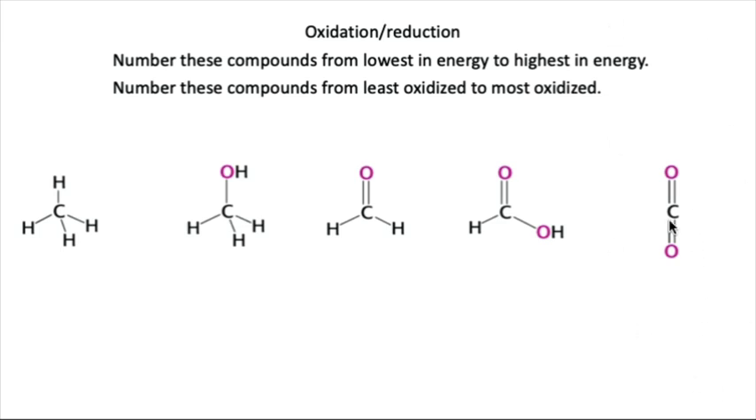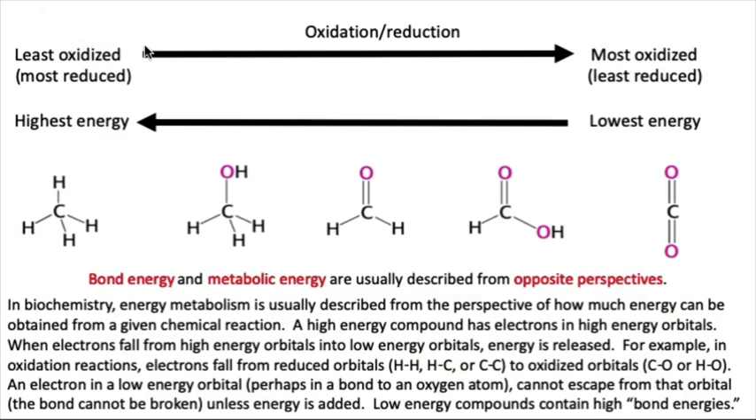Carbon dioxide is extremely low in energy. The electrons have fallen from the carbon-hydrogen bonds to form carbon-oxygen bonds, and the electrons are sitting in low energy orbitals around the oxygen atoms with only a little bit of them resonating above the carbon. So again, the more oxidized you get, the lower in energy. One of the most fundamental learning objectives.